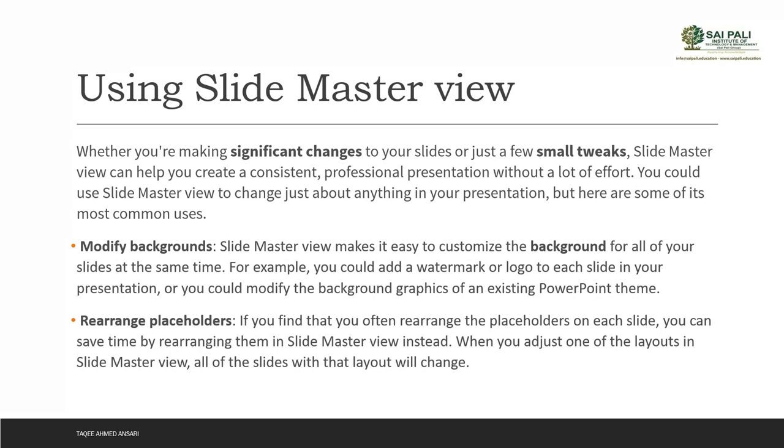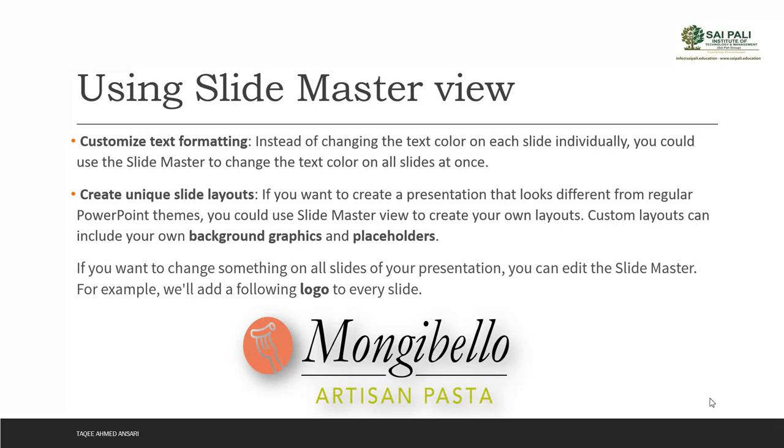You can rearrange the placeholders. If you find that you often rearrange the placeholders on each slide, you can save time by rearranging them in slide master view instead. And when you adjust one of the layouts in slide master view, all of the slides with that layout will change. That will save a lot of time for you. Then you can customize the text formatting. Instead of changing the text color on each slide individually, you could use the slide master to change the text color on all the slides at once.